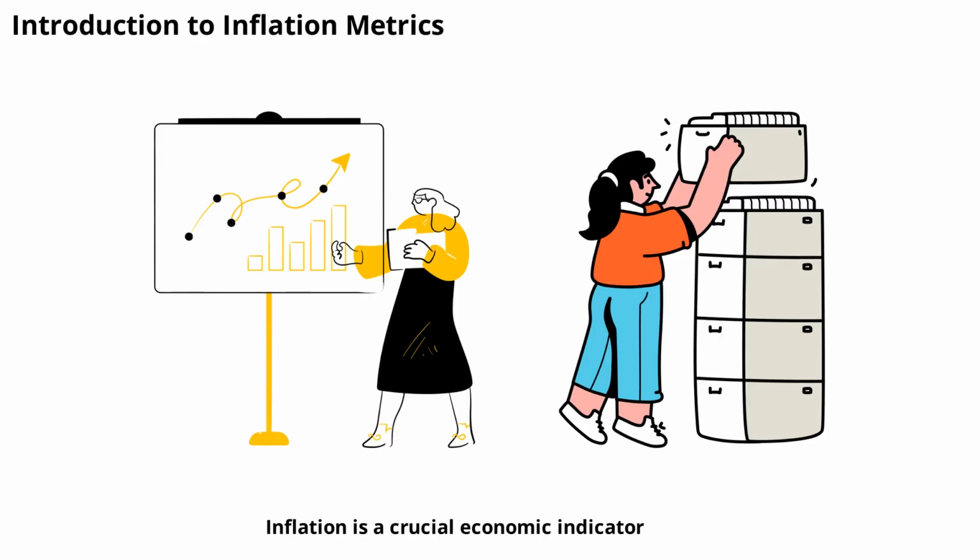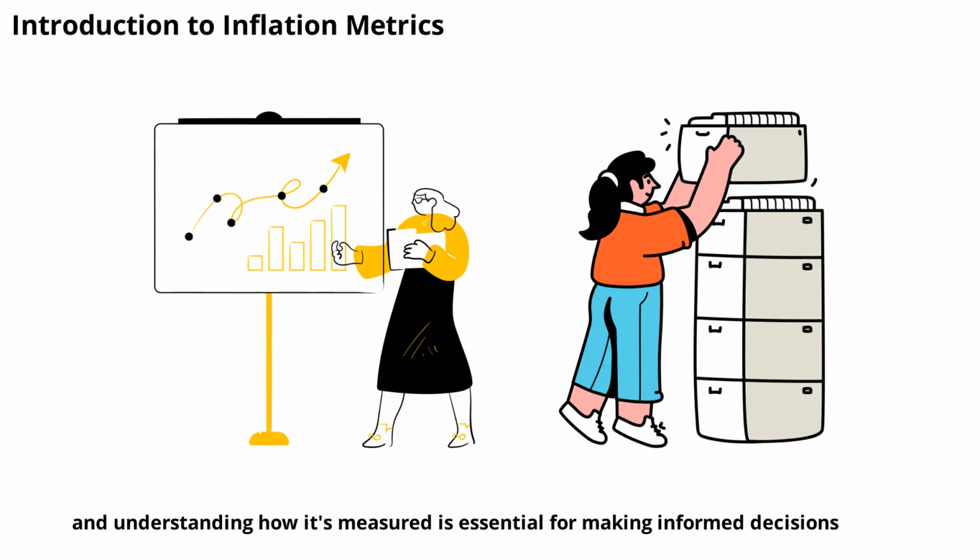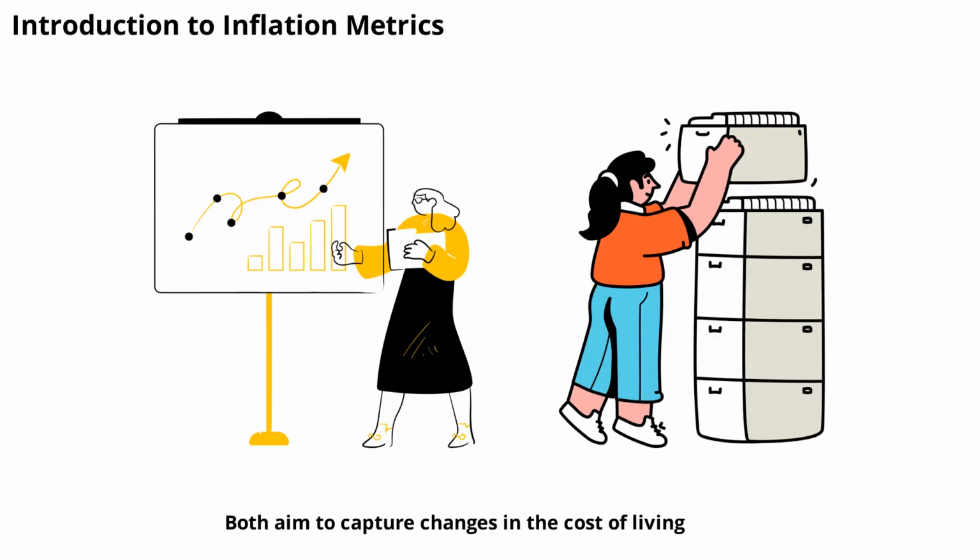Inflation is a crucial economic indicator, and understanding how it's measured is essential for making informed decisions. Two of the most widely referenced metrics are the Consumer Price Index, or CPI, and the Personal Consumption Expenditures Price Index, known as PCE. Both aim to capture changes in the cost of living, but they do so in different ways. In this video, we'll break down the key differences between CPI and PCE, guiding you through a decision checklist to help you choose the right metric for your needs.